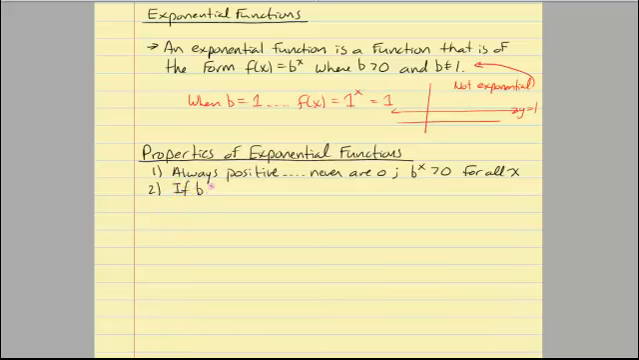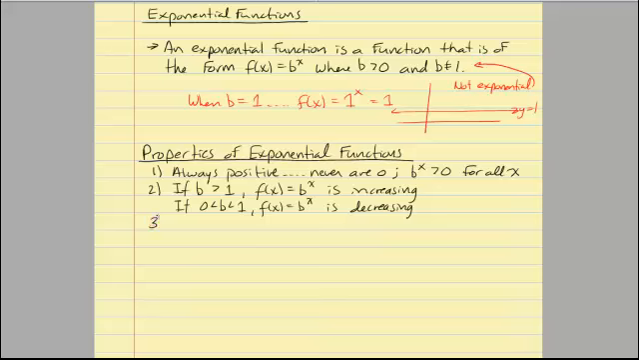If the base of my exponential function is greater than 1, of course it can't be equal to 1, then my exponential function f of x equals b to the x is increasing. We have an increasing graph, and we'll show what that looks like graphically in a moment. If b is between 0 and 1, and of course I do not have 1 in either one of these cases, my exponential function f of x equals b to the x is decreasing. So if my base is a proper fraction, it's decreasing.